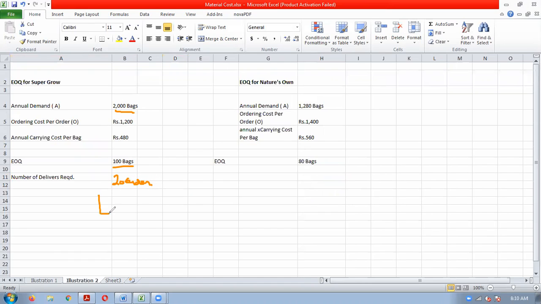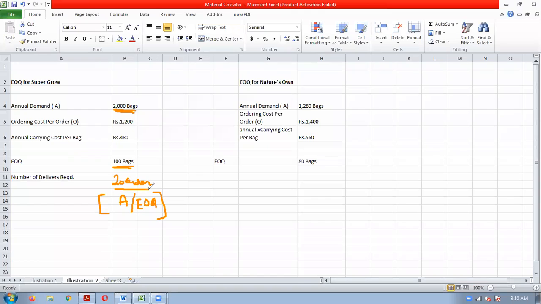So, 20 times you will have to place an order during the year. How have we calculated it? Annual demand divided by EOQ. See the logic: 2000 bags you require, and in one order you will place only 100 bags. So how many times will you have to place the order? 20 times.